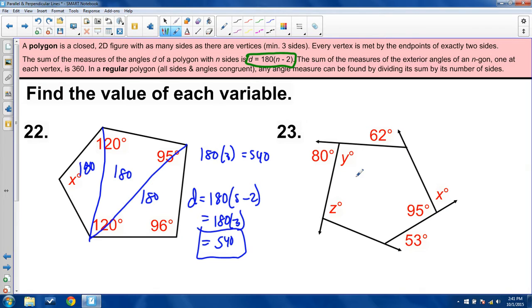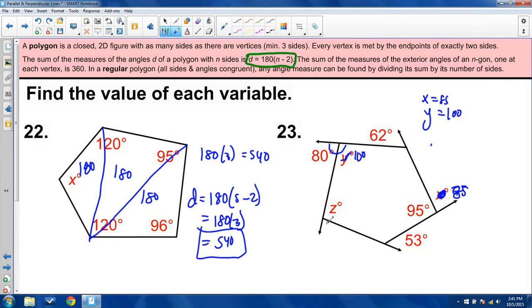Number 23, we need to find out x, y, and z. X and y can be found pretty easily here because they're linear pairs with their exterior angles. Well, y is an interior angle, 80 is an exterior angle. So y is 180 minus 80, which is 100. X is an exterior angle to this interior angle, but it's 180 minus 95, which is 75. No, that's not, well, what is it? It's 85. So x is 85 degrees.